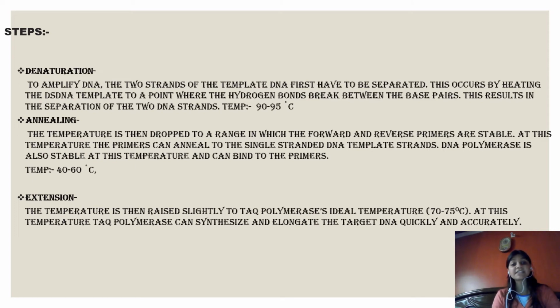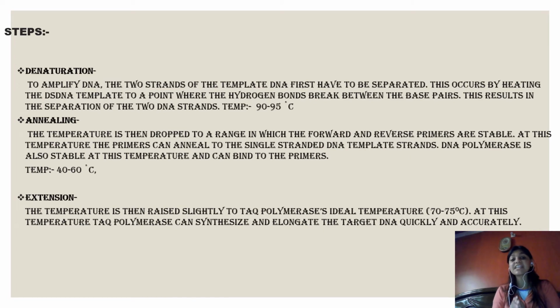The temperature is then dropped from 90 to 95 degrees Celsius to 40 to 60 degrees Celsius. At this temperature, we can anneal the primers to the single-stranded DNA template. DNA polymerase is also stable at this temperature, and this helps it bind to the primers. Now the next step is extension.